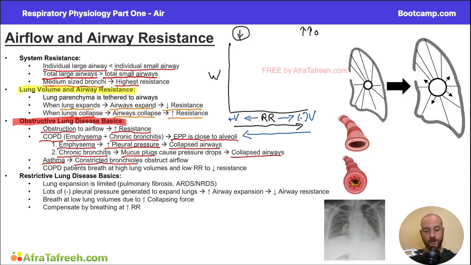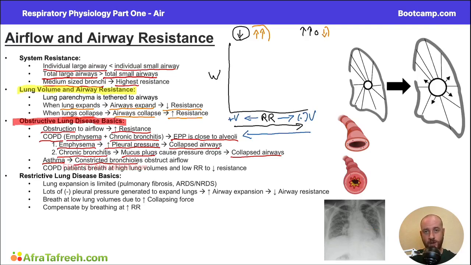So on the left side of the graph, at very high lung volumes where the lungs are very expanded and stretched out, there's going to be a lot of elastic recoil force and a lot of collapsing pressure. And on the right side of the graph, where the lungs are at a low lung volume and they're not very stretched out, then we're going to have low elastic recoil force and not that much collapsing pressure.